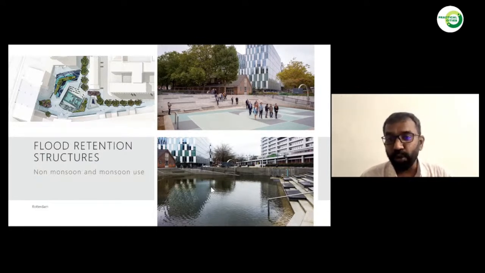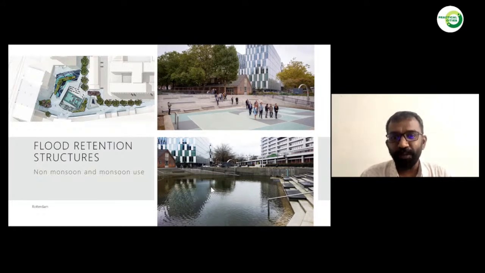How do you store the water, retain the water, and extend the duration over which it can be slowly drained out using our conventional systems? So they have started, this is a basketball court. On a normal day, one can go and play basketball or sit around and use it as a public space. But during monsoon, this is a flood retention structure.